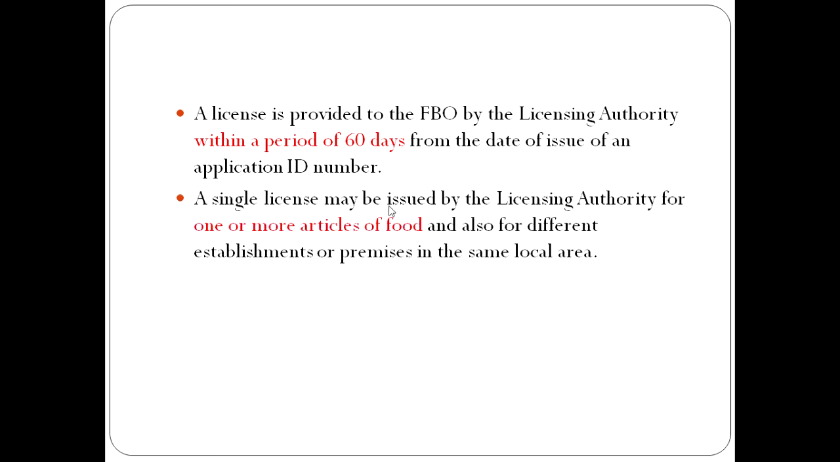Please note that. A single license may be issued by the licensing authority for one or more articles of food, and also for different establishments or premises in the same local area. Suppose a food business operator has 2 or 3 businesses within an area of 2 kilometers. In one place he might be selling some bakery items, and in the next area he might be selling some beverages. In that case, a single license may be issued for one or more articles of food, and for different establishments or premises in the same local area. That is also possible.